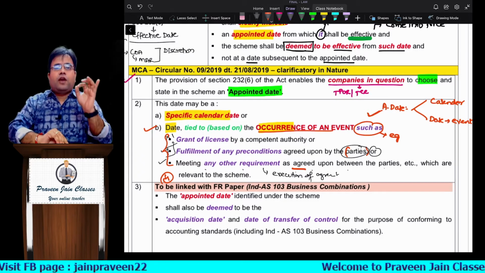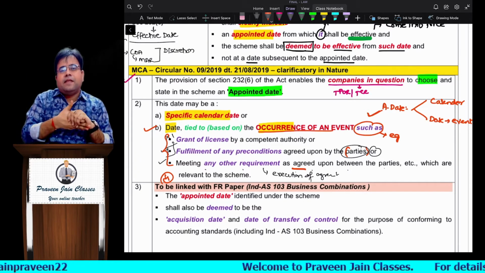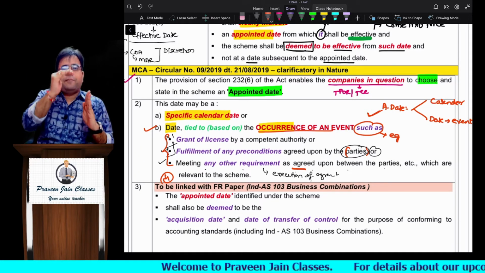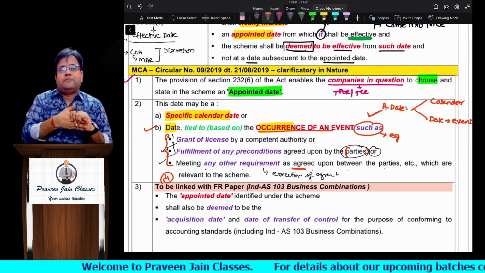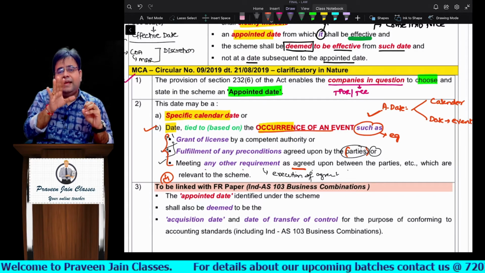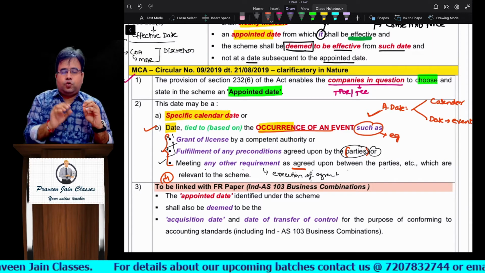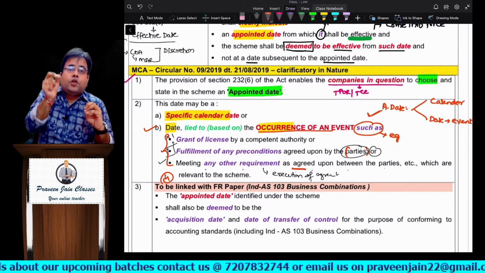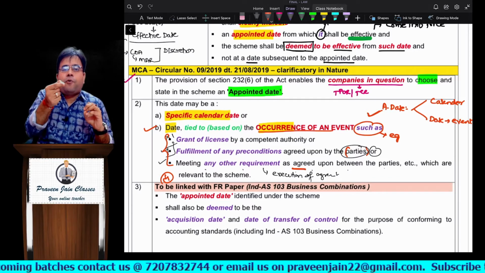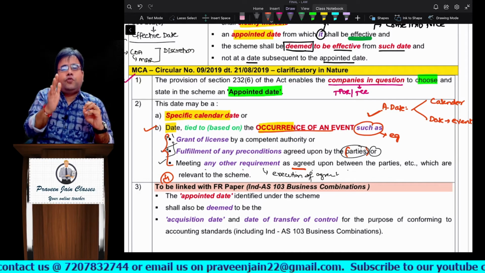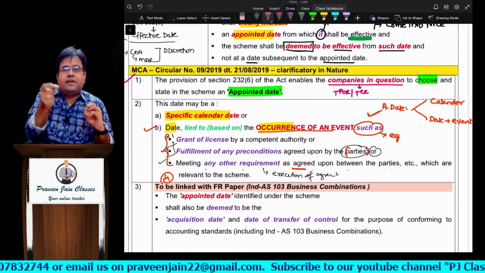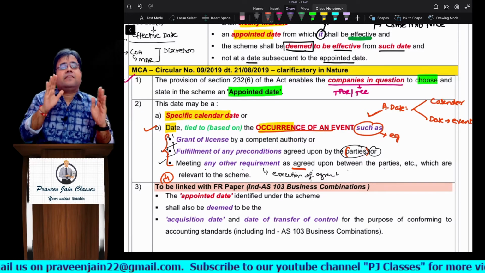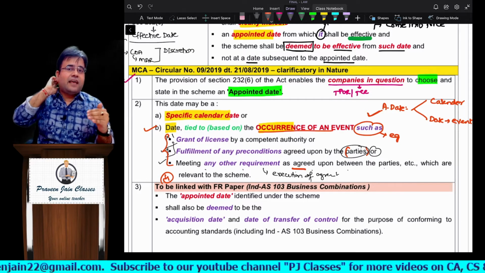Now I would like to ask you one serious question, sir. You have mentioned the appointed date in the scheme. Cool. Sir, does the tribunal have the power to make alterations in your appointed date? Whatever date you choose as the appointed date in the scheme, do you think the tribunal has the power to make modifications to it? My answer is yes. So the tribunal has the power, sir.